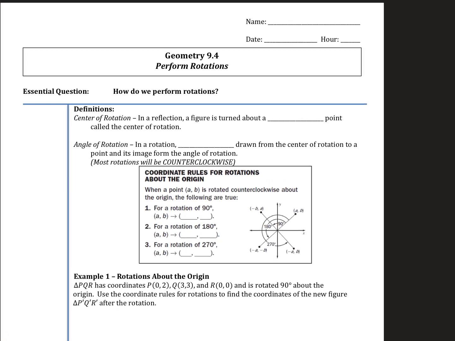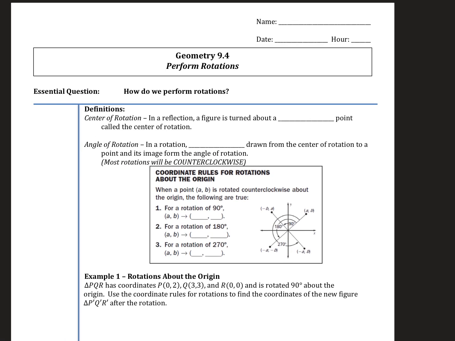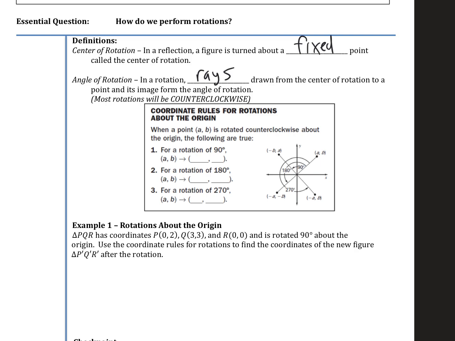So we have no warm-up. The center of rotation: in a rotation, a figure is turned about a fixed point, called the center of rotation. An angle of rotation is formed by rays drawn from the center of rotation to a point and its image. Those form an angle of rotation. All right. And so we have some rules for rotations, okay?